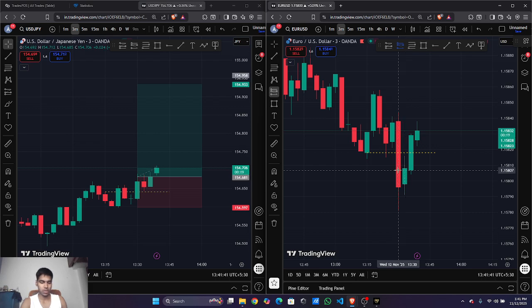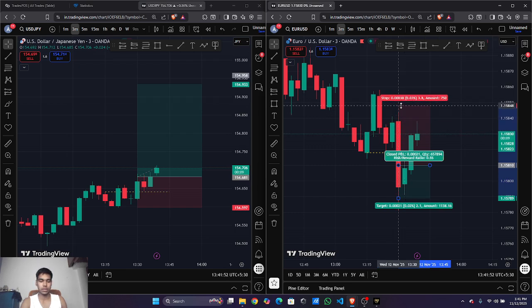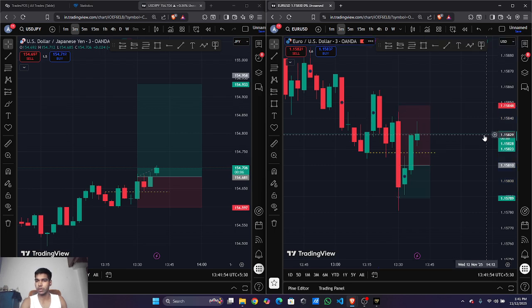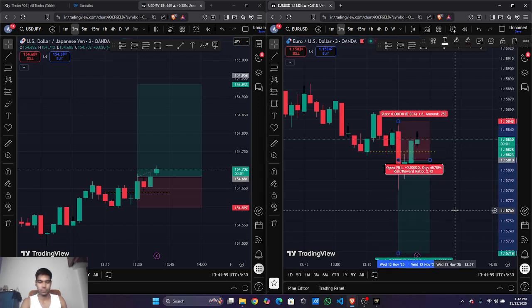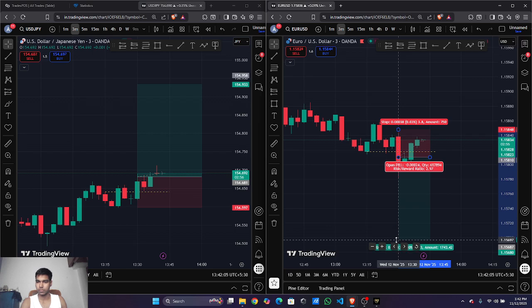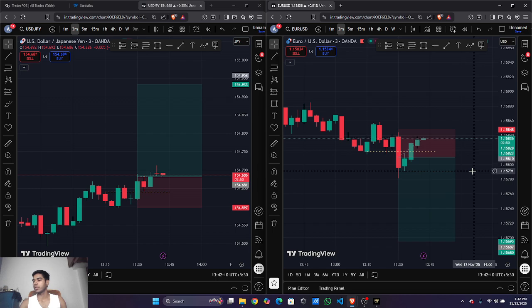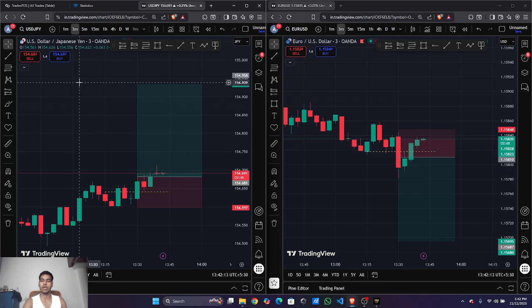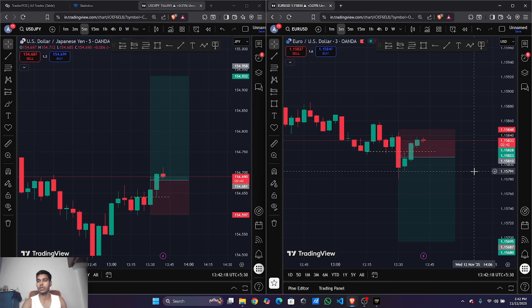I sold it on the breakdown as planned in 1 minute, because 3 minutes takes a little longer. Then my SL is over 84, 85, somewhere around here. Okay, so these are my open positions, and now let it run. When it retraces, then we will trail.